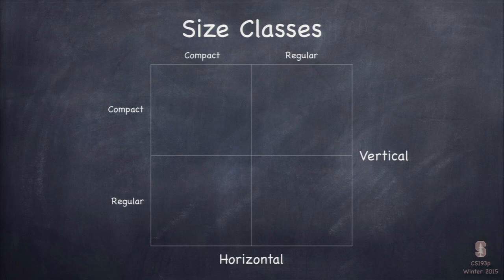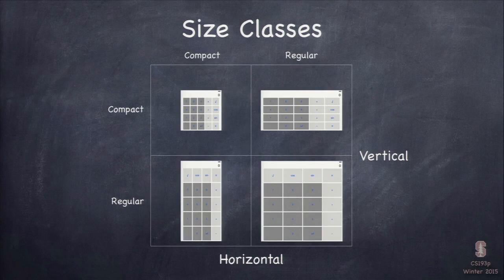See these 4 boxes, right? That's every possible combination. Okay? And so for my calculator, for example, here's what my UI might look like in those situations. You see here that I've gone 5 across and 4 down when I have a compact height and a regular width. But basically any time I have a regular width, I'm going to go, what did I do?